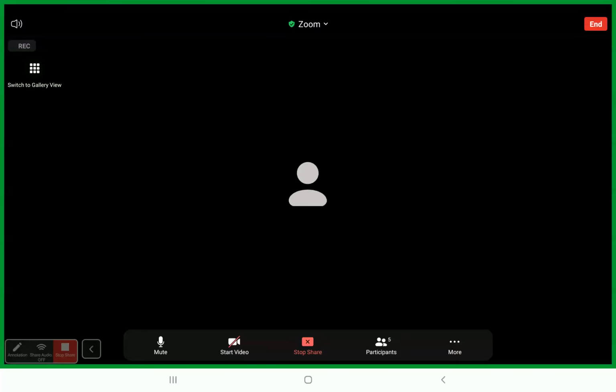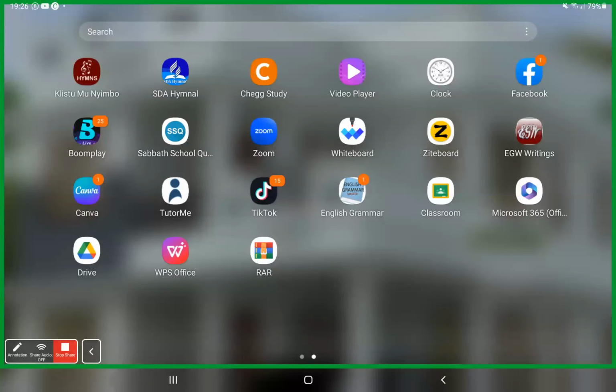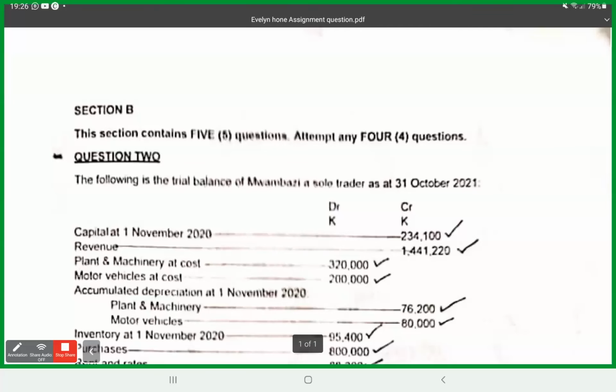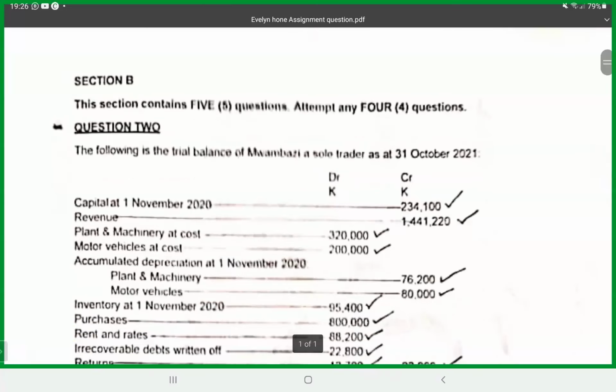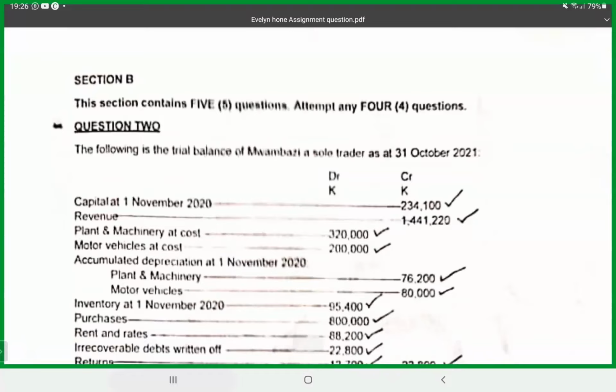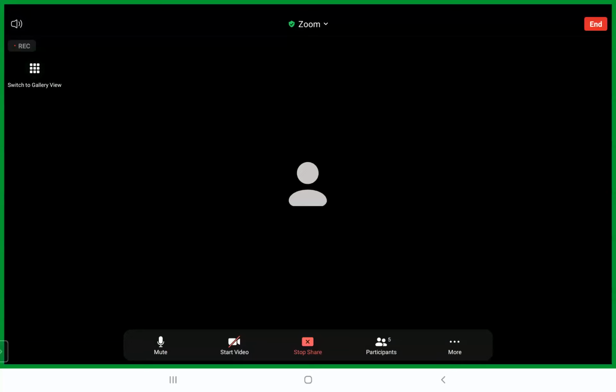I'm trying to share the screen now. Are you able to see the screen? Yes, sir. Okay, we continue. It's also important that I check if the class is being recorded. All right.